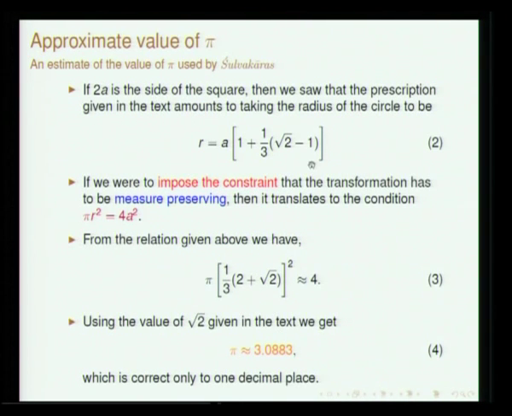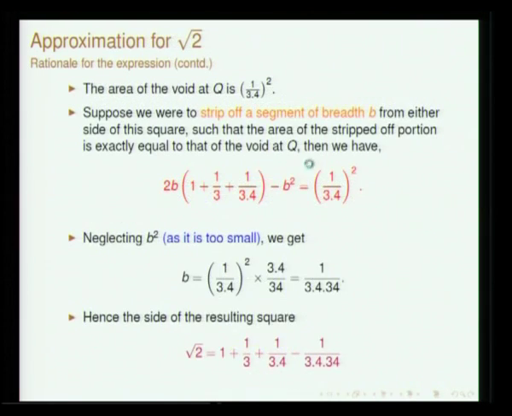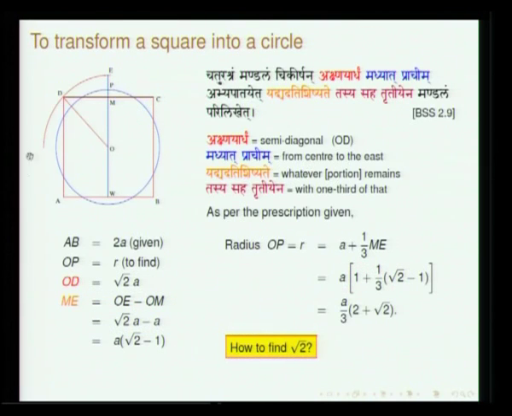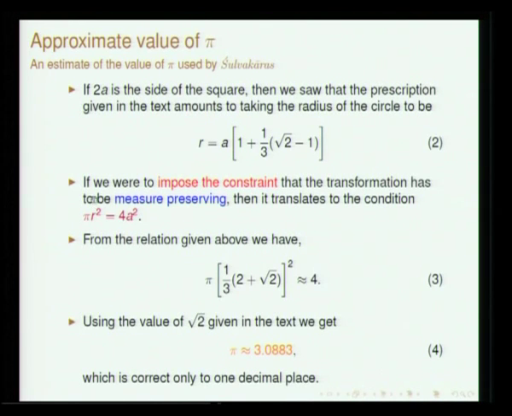So, we saw in the previous slides, when we had this problem of transforming a square into a circle, the expression for the radius was a by 3 into (2 plus root 2). And how they found out root 2, that also we saw. So, this is what we saw, the radius is this.